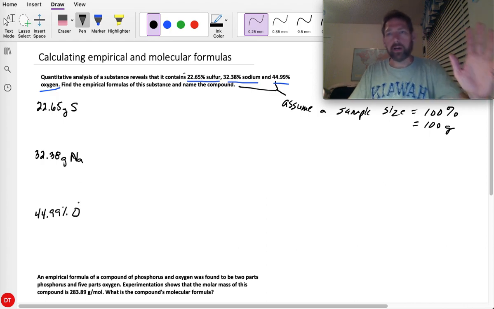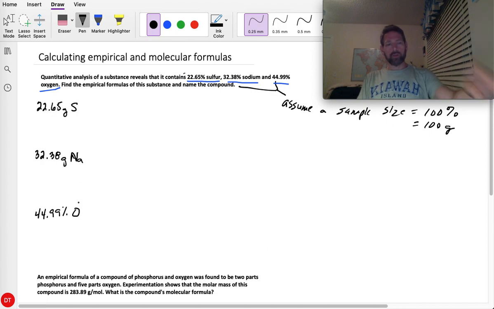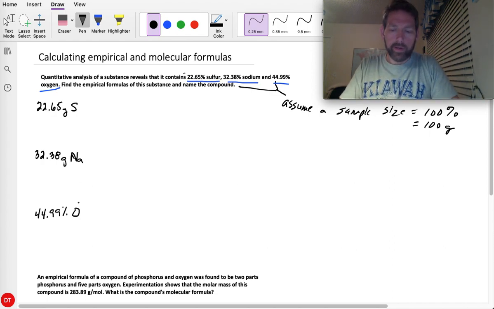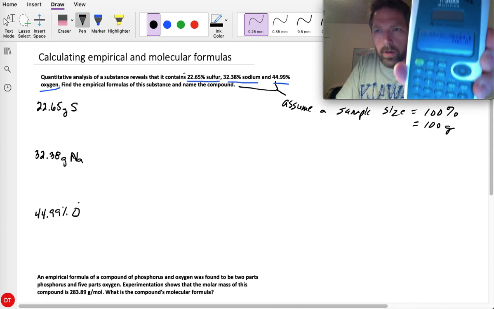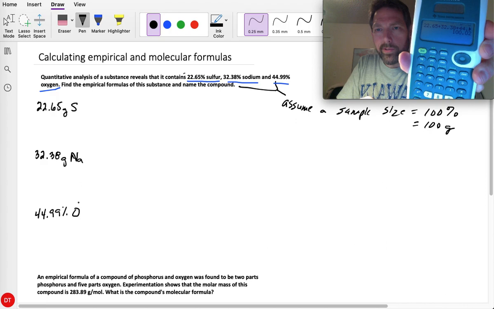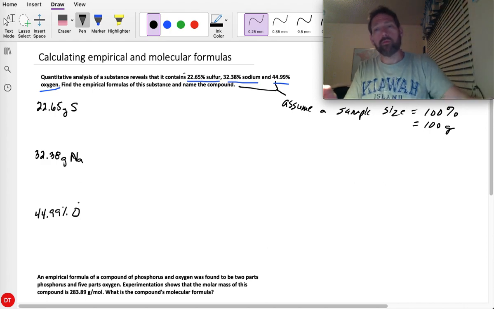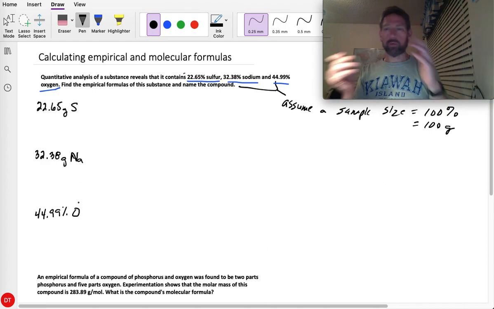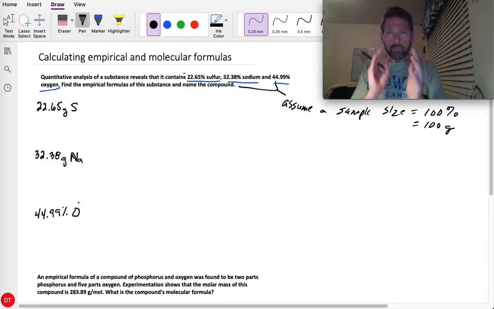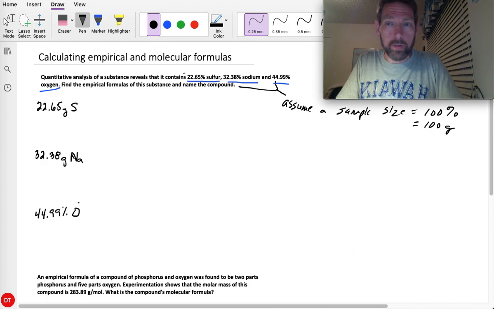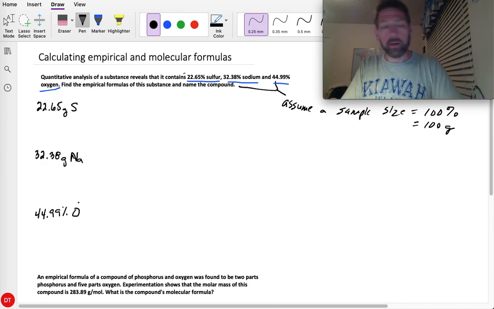And then there must be 44.99% oxygen, right? So if you add those numbers up, let's see what we get: 22.65 plus 32.38 plus 44.99. You should get 100.02, and that's perfectly fine. You've already learned from your basic math and chemistry that there's always a standard deviation, always a little bit of error. You could have plus or minus a certain amount. So you're always going to have a little bit more, a little bit less, but on average, based on the error in your tool, we basically have 100%.